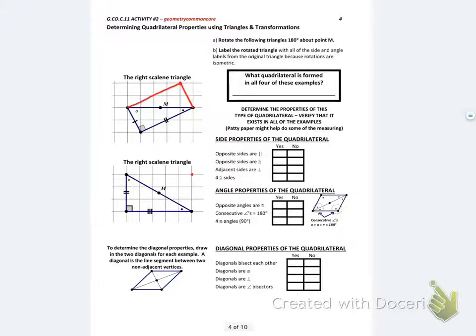And keep in mind, as you are creating these quadrilaterals, and these are rectangles, I'm going to go ahead and write that in.